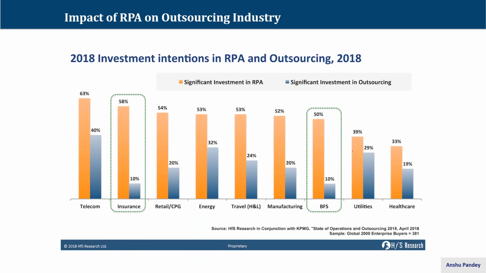So in recent years, if you talk about investments into RPA, in 2018, this has been the investment into RPA versus investment in outsourcing. RPA investment has increased a lot in telecom and insurance, and there's a huge peak or difference in insurance and banking and finance. Energy, travel, manufacturing, utilities, and healthcare have seen a huge impact of RPA, and the investment increase in RPA compared to the previous year is pretty huge in all these industries. Also compare that to the amount of investment done in outsourcing a particular project.